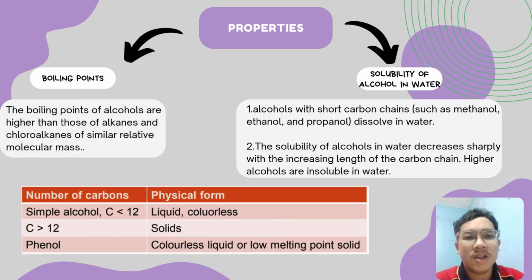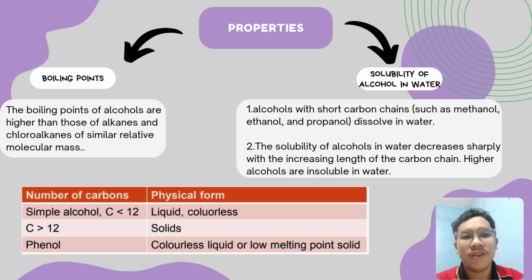Now, I'm going to talk about properties of alcohol. Boiling point of alcohol. The boiling points of alcohol are higher than those of alkenes and chloroalkanes of similar relative molecular mass. Next is the solubility of alcohol in water.